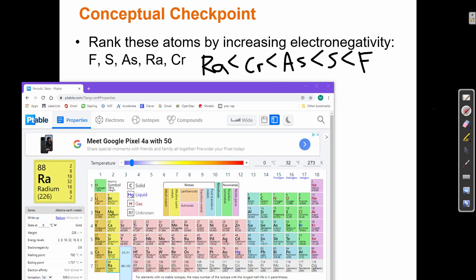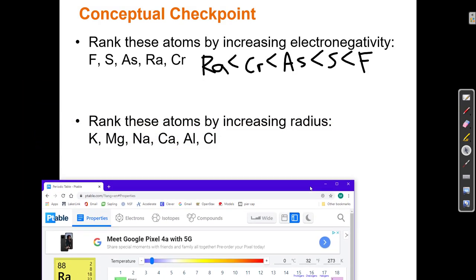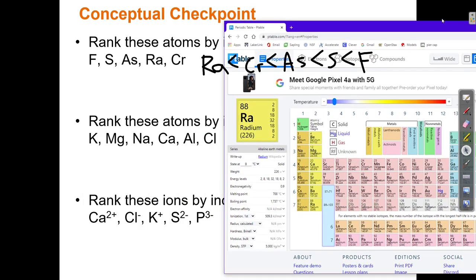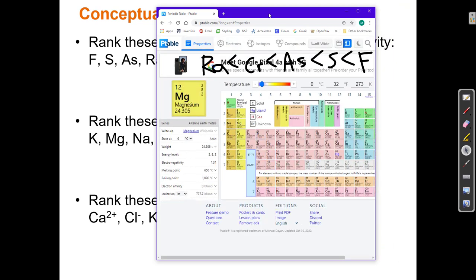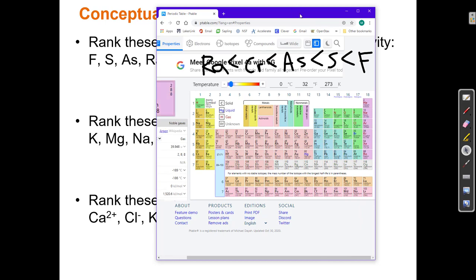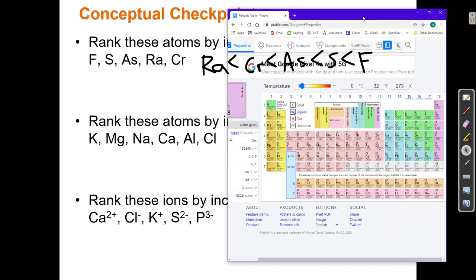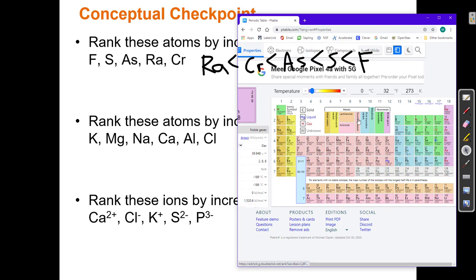All right, let's look at this next one. Rank these atoms by increasing radius. All right, K. So remember, the smallest atoms are up here, and the largest atoms are down here. So we have Cl and Al in this row, and Na is in the third row, K is in the fourth row, Ca is in the fourth row.